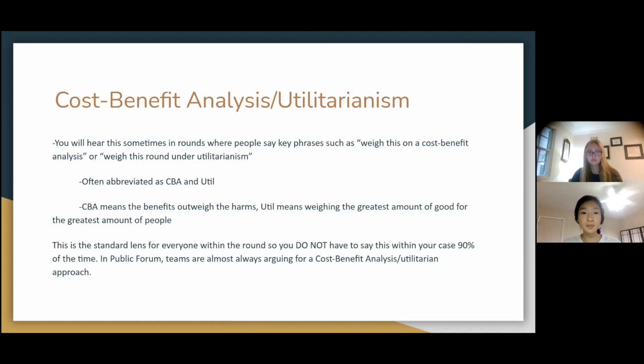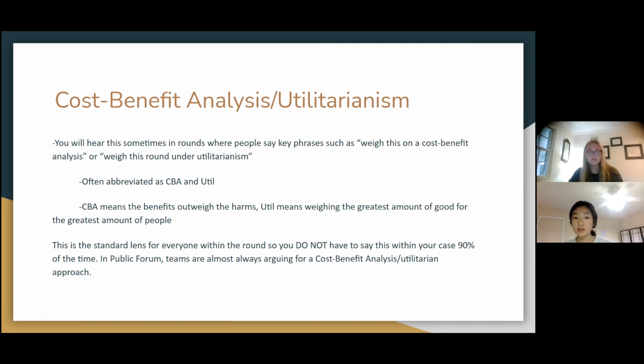So the most popular types of framework are cost benefit analysis and utilitarianism. Cost benefit analysis is when you're saying weigh this on a cost benefit analysis, it basically means you should vote on this round based off of which team has the most benefits that outweigh the harms. It's abbreviated as CBA.